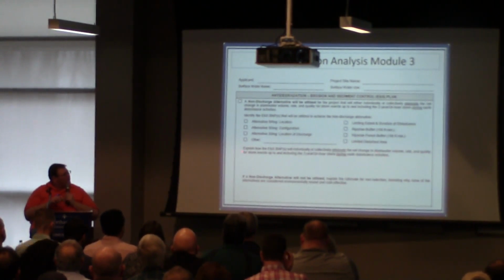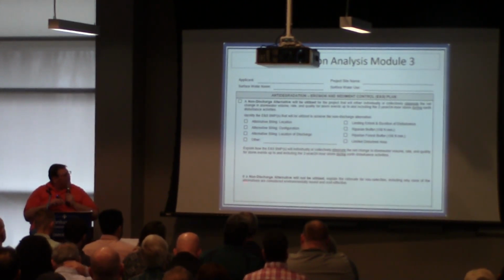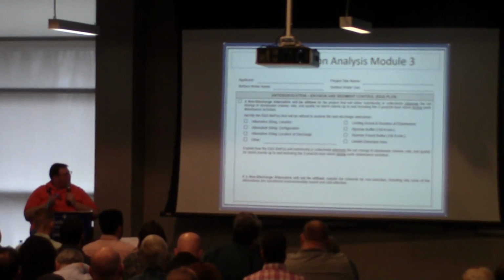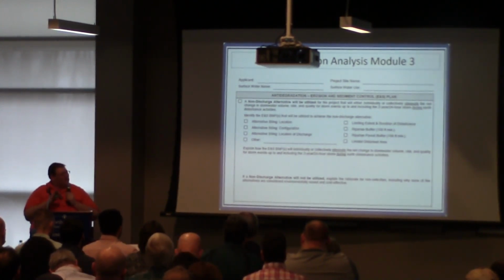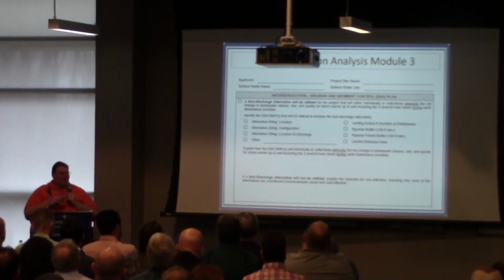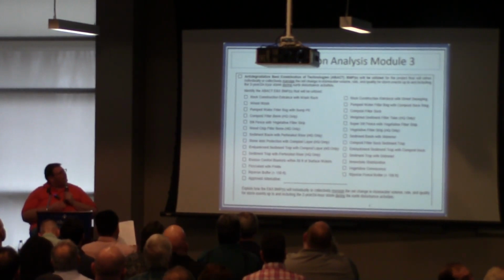Most times, you're not going to be able to say that you're eliminating the rate, volume, and water quality for storm events up to and including the 2-year. So you'll have to come down here and give an explanation as to why the non-selected non-discharge alternatives weren't considered, and then you're going to move on to the ABACT analysis.